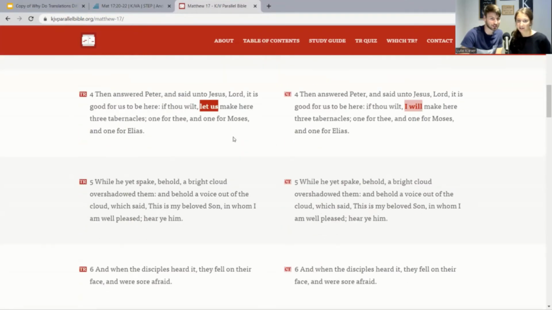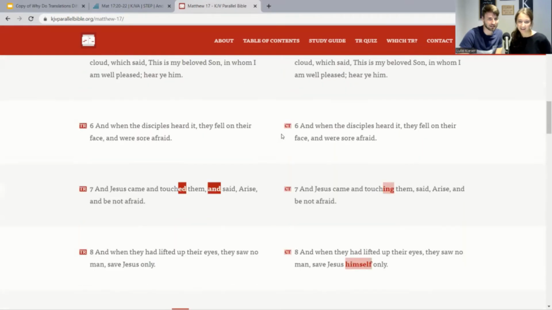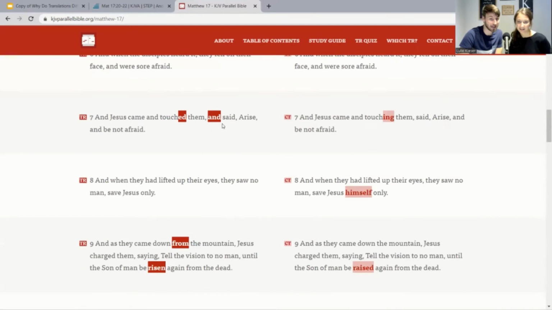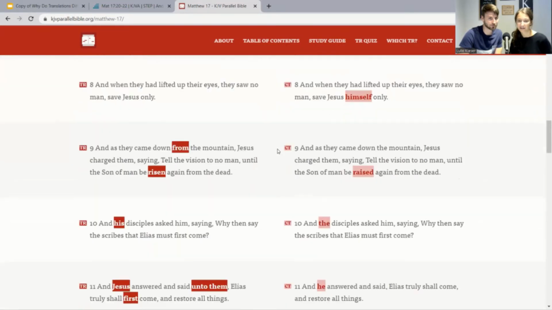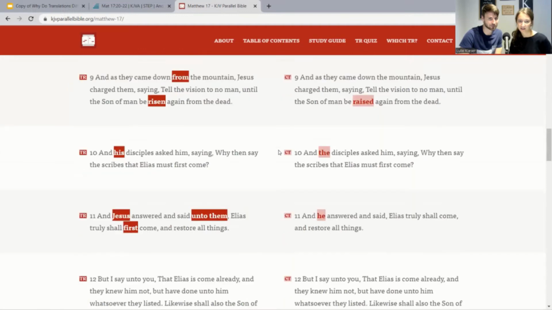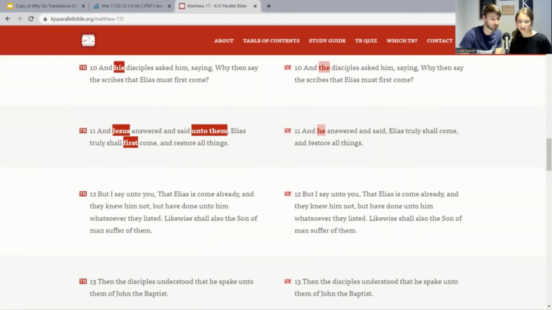And we get our first difference here in verse 4. Peter says, "Let us make here three tabernacles," versus, "I will make three tabernacles." Not a significant difference, plural versus singular. And here, "touch them" versus "touching them." Most of these differences are very, very minor. Even here we get "and Jesus answered" versus "and he answered." You'll see that one a lot, just clarifying who the pronoun is talking about.